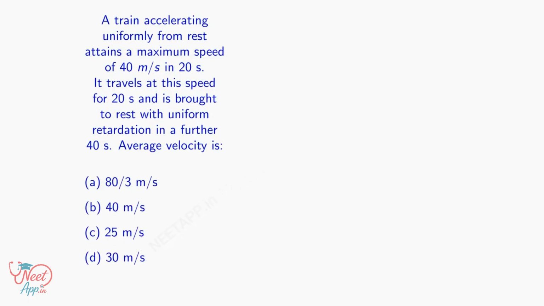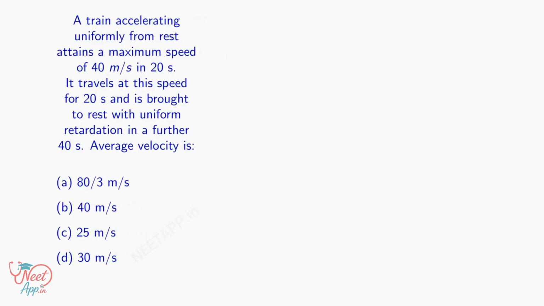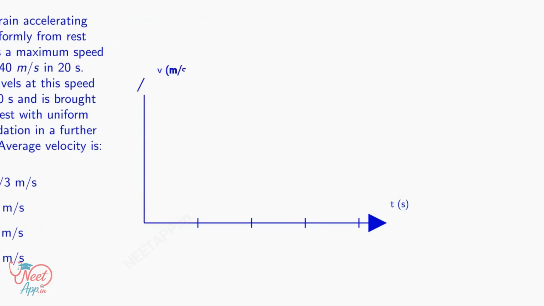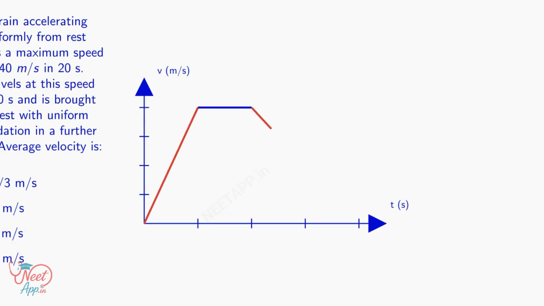A train accelerates from rest to a maximum speed of 40 meters per second in 20 seconds. It cruises for another 20 seconds, then brakes to a stop over 40 seconds. We need the average velocity. Just like the last problem, a velocity time graph is our best friend. The train starts at 0, ramps up to 40, stays flat, and then comes back down to 0.